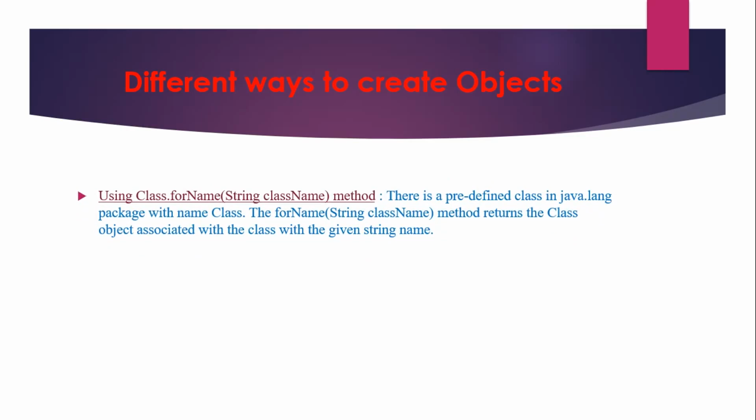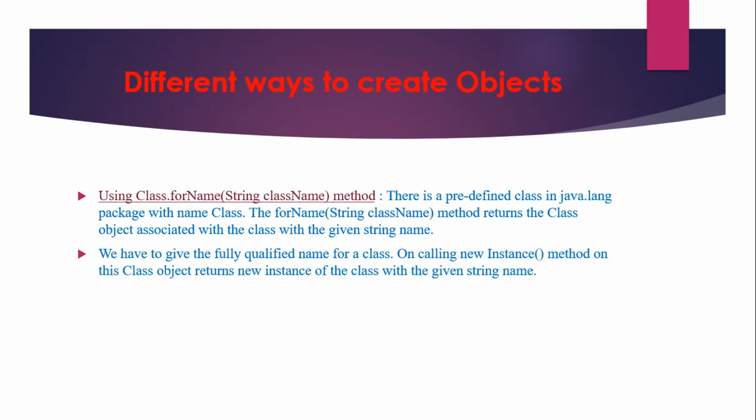Second one is using Class.forName. There is a predefined class in the java.lang package with the name Class. The forName(String className) method returns the class object associated with the class with the given string name. We have to give the fully qualified name of a class. On calling the newInstance method on this class, it returns a new instance of the class with the string name.